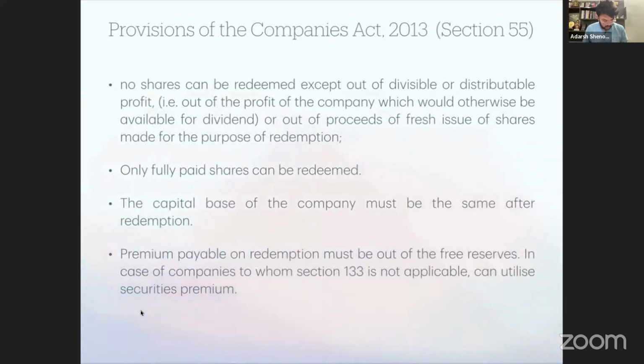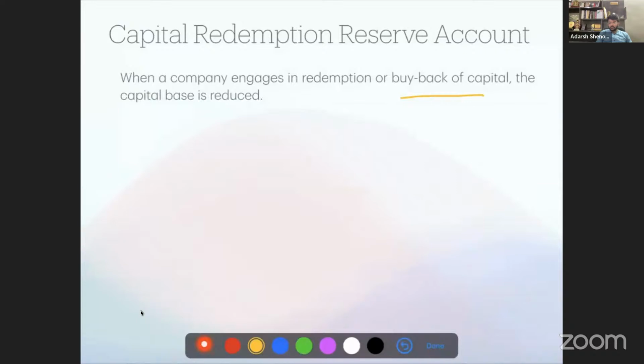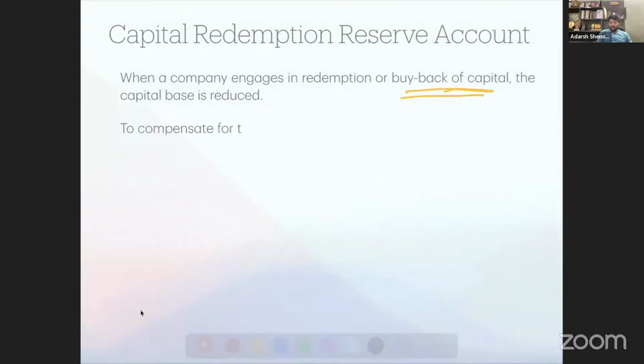Next, capital redemption reserve account. Let's write down about the CRR account as well. We had seen CRR in bonus issue. In bonus issue, I told you that we first use CRR because CRR's utility is only for issue of bonus shares. When a company engages in redemption or buyback of capital, so buyback is for equity shares. This you'll study in intermediate.